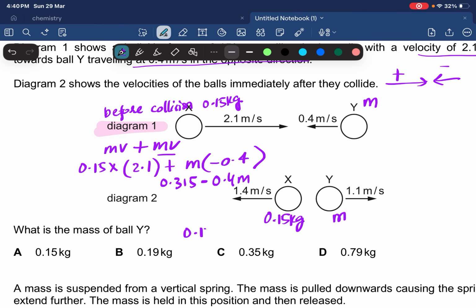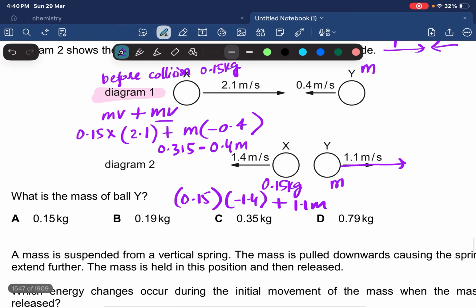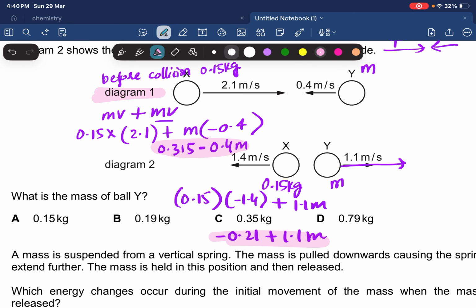After collision, this ball is traveling towards the left, so 0.15 multiplied by negative 1.4, plus this is traveling towards the right, 1.1 m. 0.15 multiplied by 1.4 gives me 0.21, so negative 0.21 plus 1.1 m. That's my total momentum after collision, and the earlier expression is my total momentum before collision.